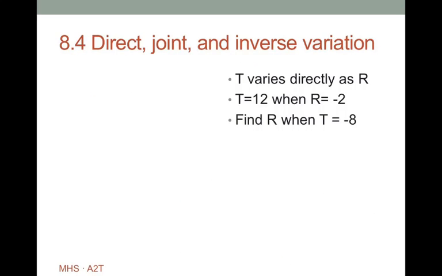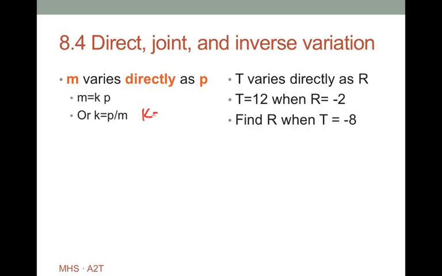Okay, direct joint inverse variation. If m varies directly as p, then we would write that as m is equal to k times p. And then it's helpful to solve for k to set up ratios and proportions. So if m equals k times p, then k equals, and that's wrong actually, it's not p over m, it's k equals m over p. Okay, so then we just say m1 over p1 equals m2 over p2 and solve it that way.